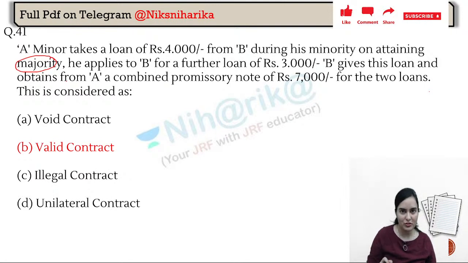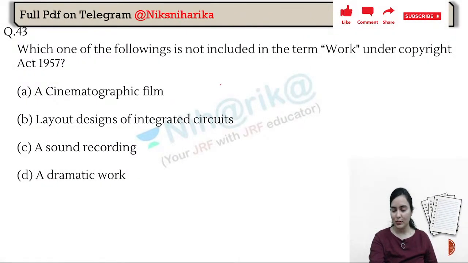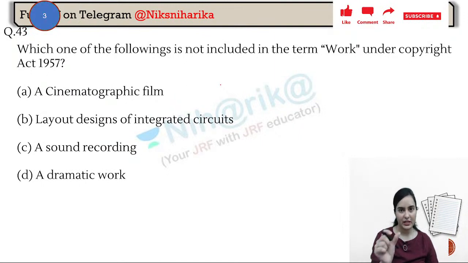So after attaining majority, whatever he signs, he will be liable for that. So he will be liable for that promissory note because he has signed it. Now whether it is 7,000 or 70,000 or 700, we don't care, but he is bound to this promissory note. Okay. Nobody is saying that we will carry forward the earlier 3,000, this will be treated as a fresh one.